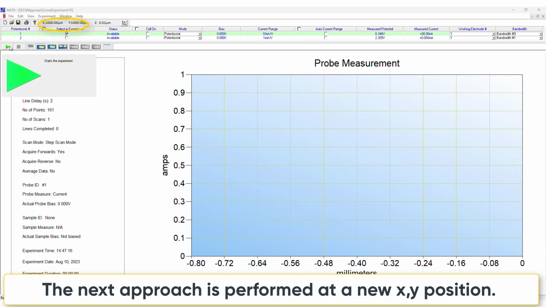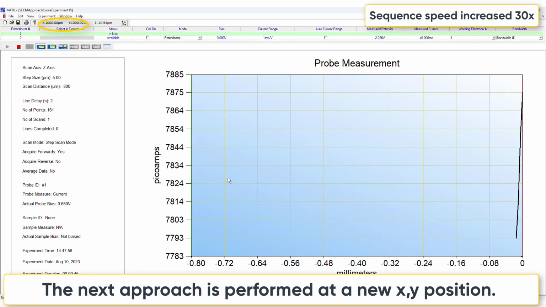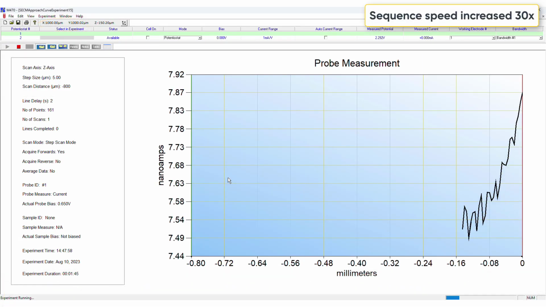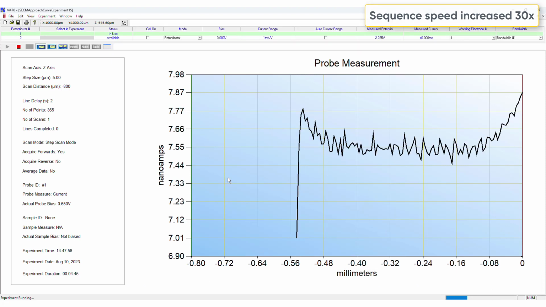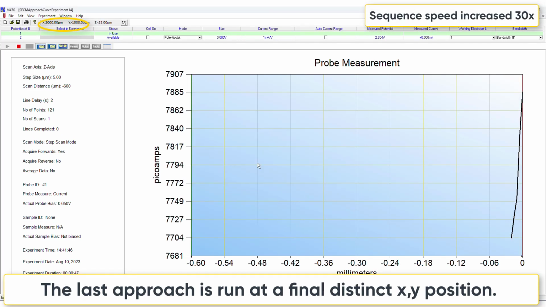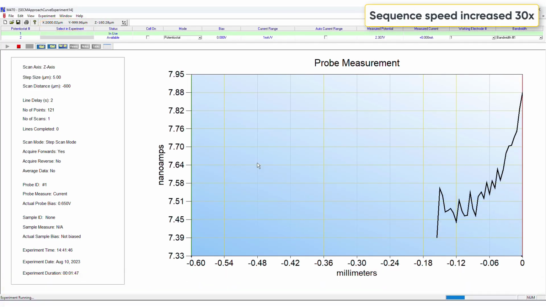The next approach is performed at a new XY position with similar activity to the original position and outside the scan area. The last approach curve is performed at another distinct XY position.